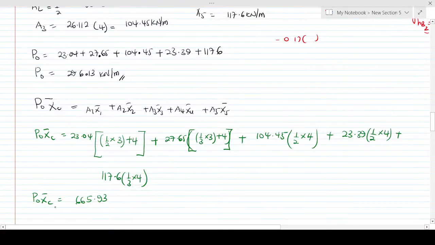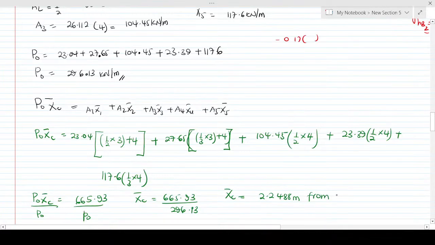665.93. But I'm looking for x, so I divide by P naught, right? And so my XC is going to be 665.93 over P naught, which is 296.13. So my XC is going to be 2.2488 meters from the point. Right? Simple as that.